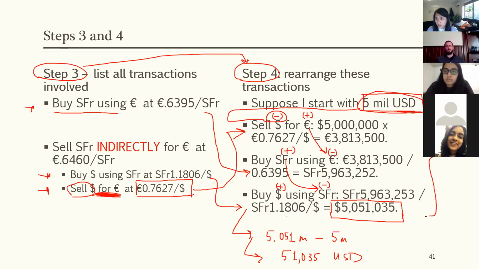With a triangular arbitrage question, you should have 3 transactions. By the time you finish the third transaction, you should end up with the same currency that you start with. So, closing the loop.